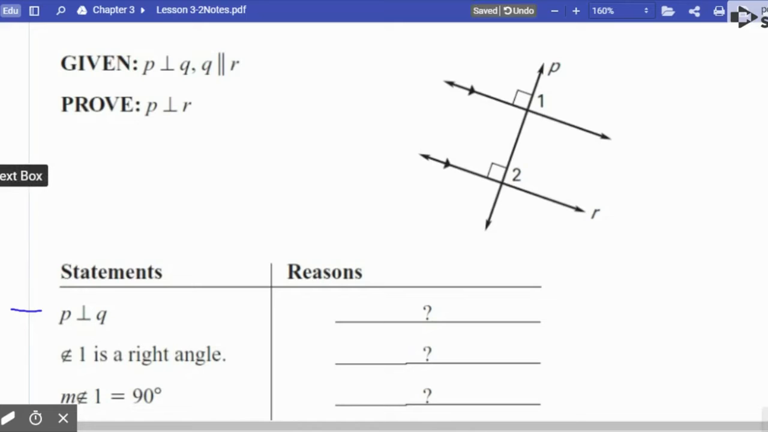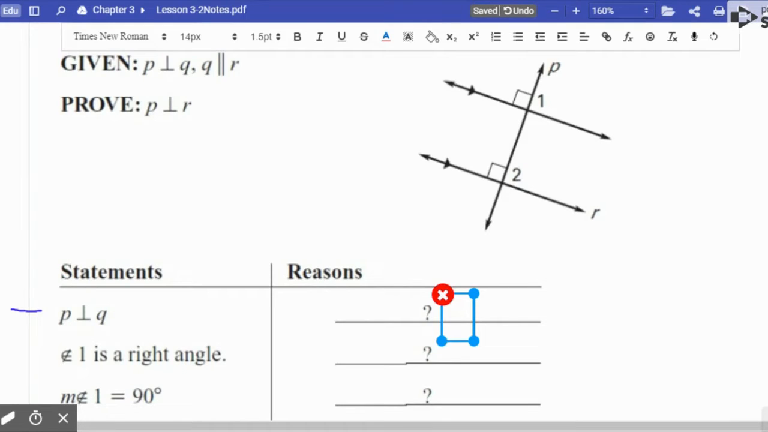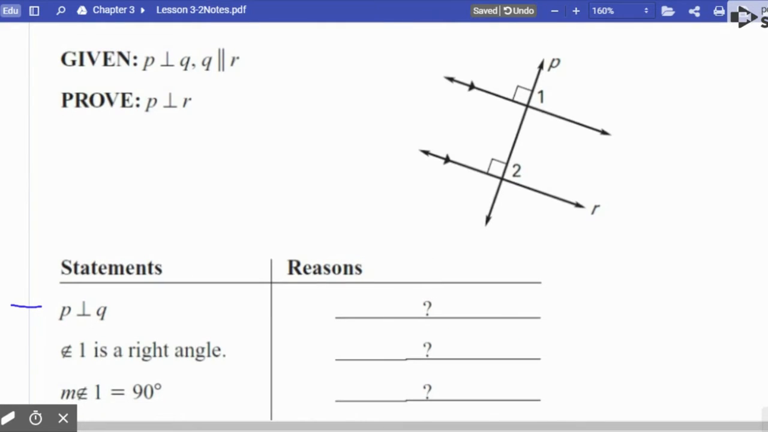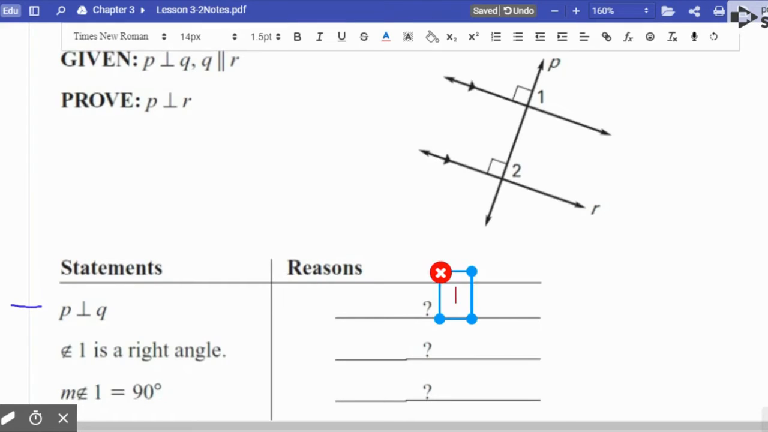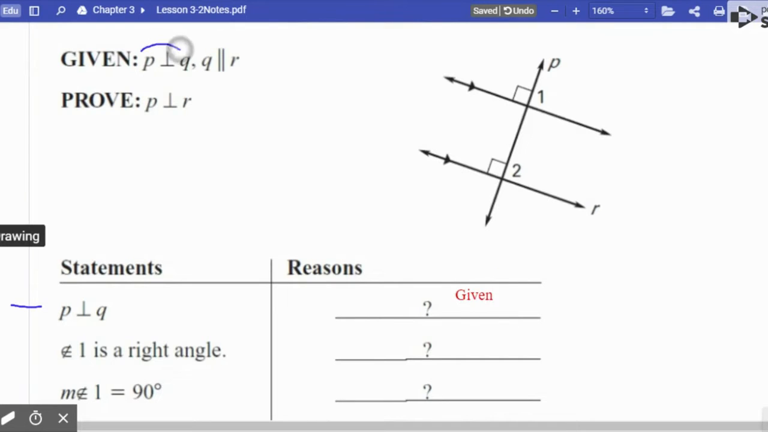Why is P perpendicular to Q? That is given. Right here, folks. P is perpendicular to Q. Now notice they didn't say Q is parallel to R, so I might use that word given again later.